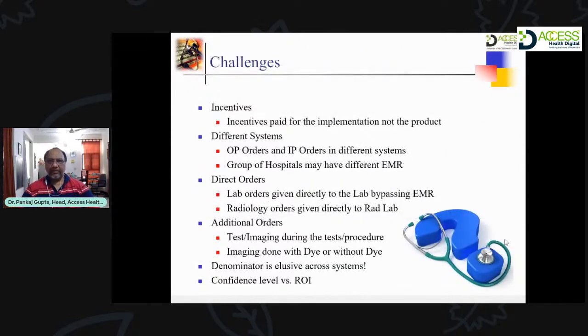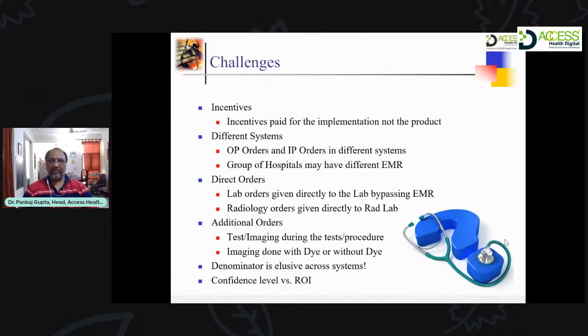Coming to challenges, so incentives. Incentives should be paid for implementation, not the product. If you do a successful implementation, then the incentives can be paid, but not just for buying the product and keeping it like a showpiece, right? That doesn't help. Different systems: outpatient order systems and inpatient order systems are different systems. You do see that in most of the hospitals in India, the OPD system is different, the inpatient system is different. And that is a huge challenge, because then you really will not be able to bring all the orders together.